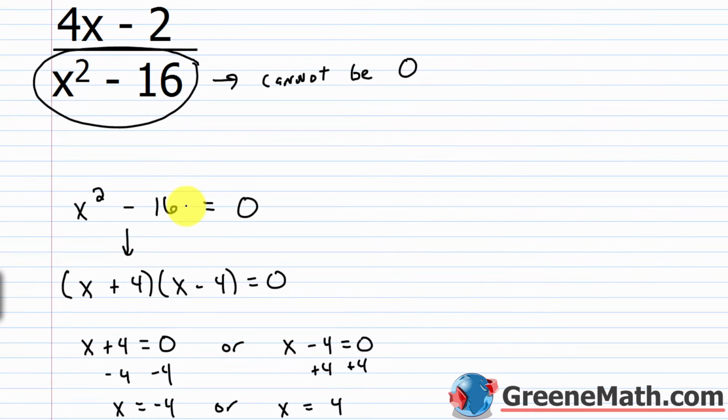And if you check these, -4 squared is 16. 16 minus 16 is 0. And then 4 squared is 16. 16 minus 16 is 0, so they both work out.